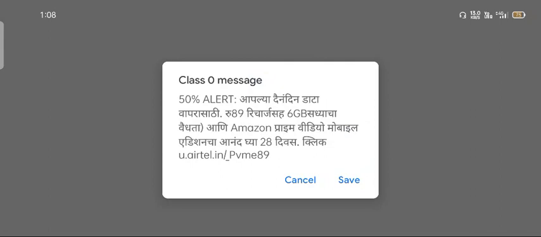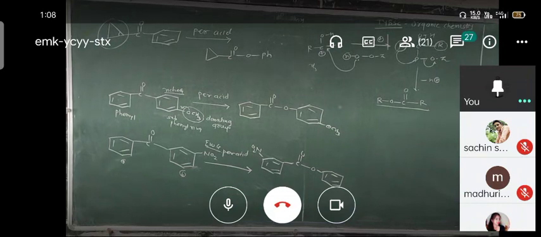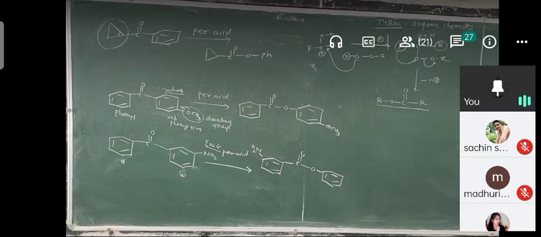But suppose this type is given, which is not cyclic. In that case the secondary is migrated. So note down this point. So here, what is the product? Product is, so this is the product. So this way the Baeyer-Villiger oxidation reaction is finished.